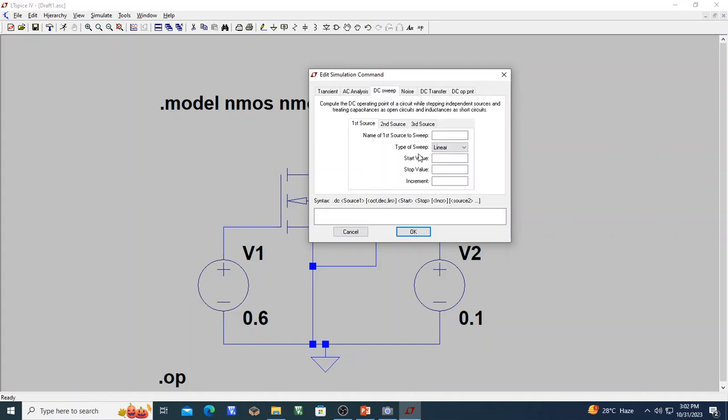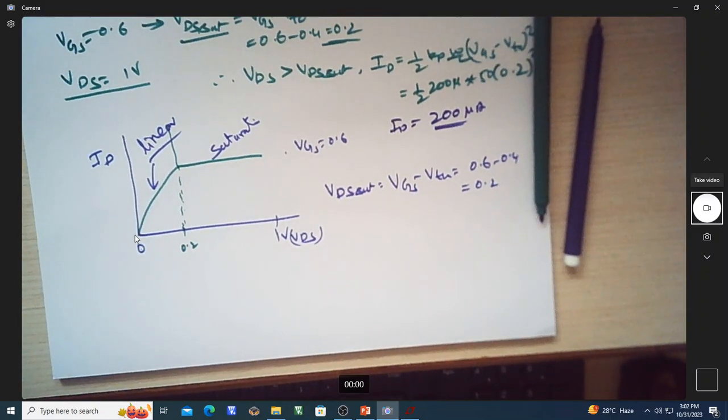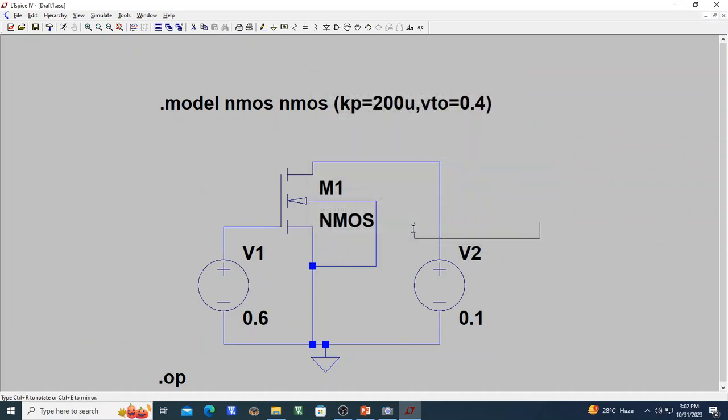So click on this. Now it will ask for the name of the first source to sweep. This is the voltage source which you want to sweep. Type it as V2. It's not case sensitive, so even if you type small v2 it's fine. The type of sweep: I want to sweep linearly from 0 to 1 volt in steps of 0.1, 0.2. It is a linear sweep, so I will select linear. Start value is 0, stop value is 1 volt, with an increment of 0.01, that is 10 millivolt. This is what I have.